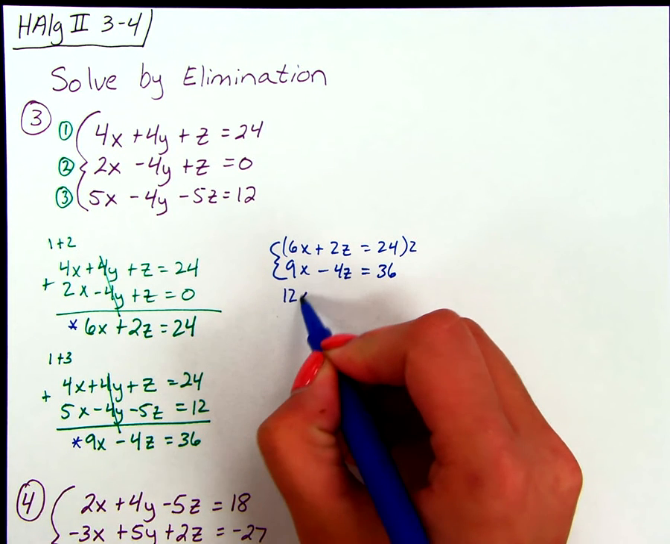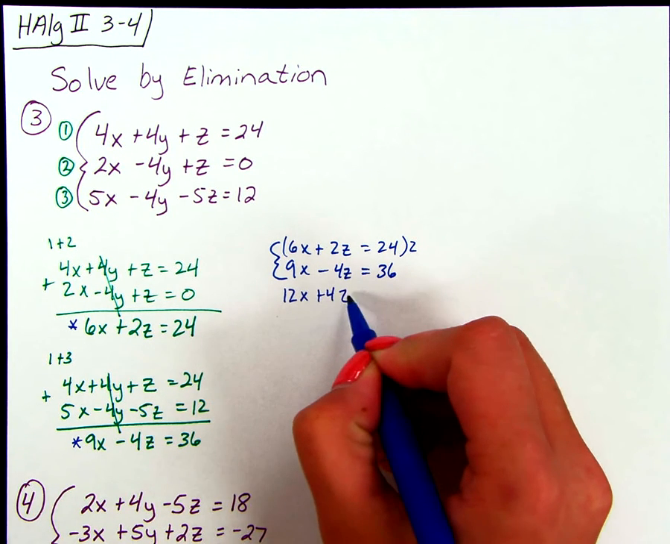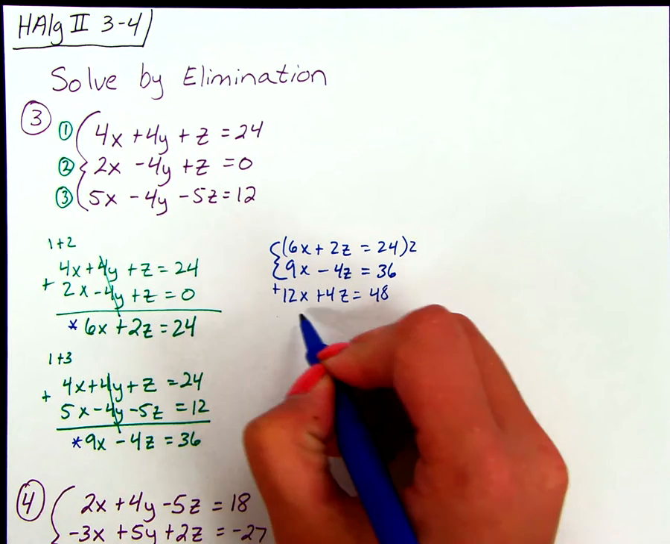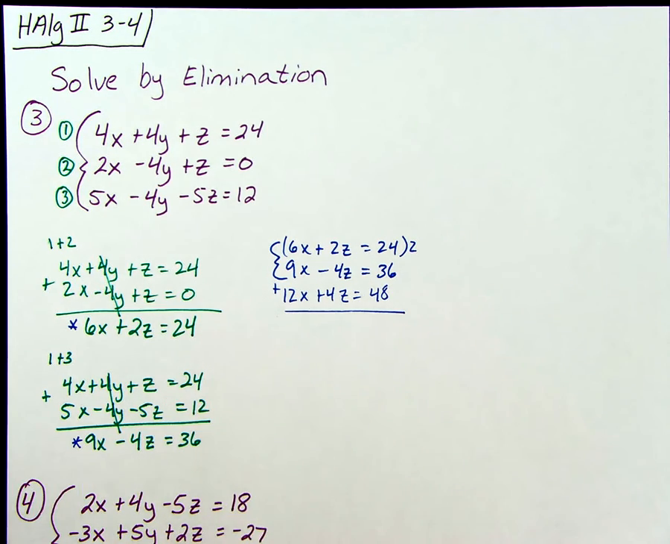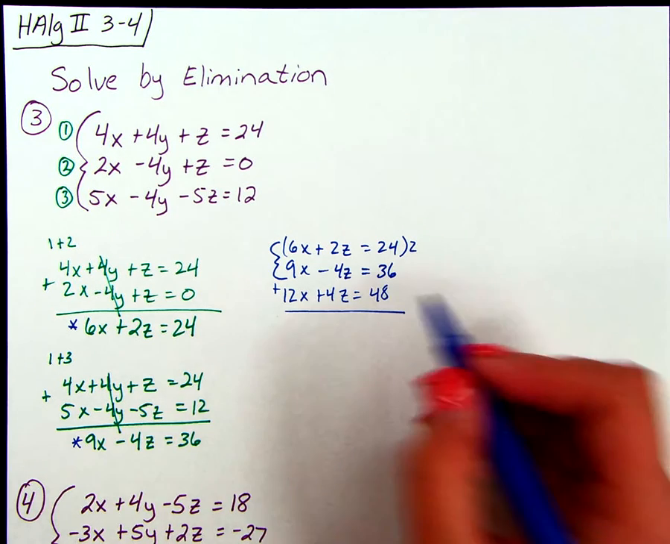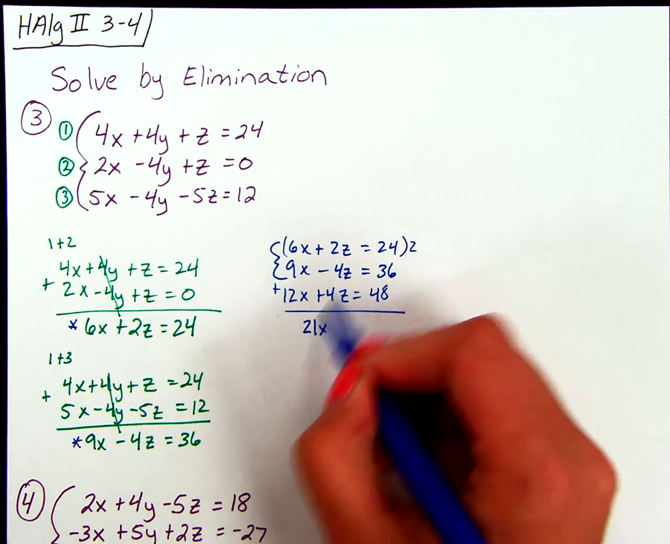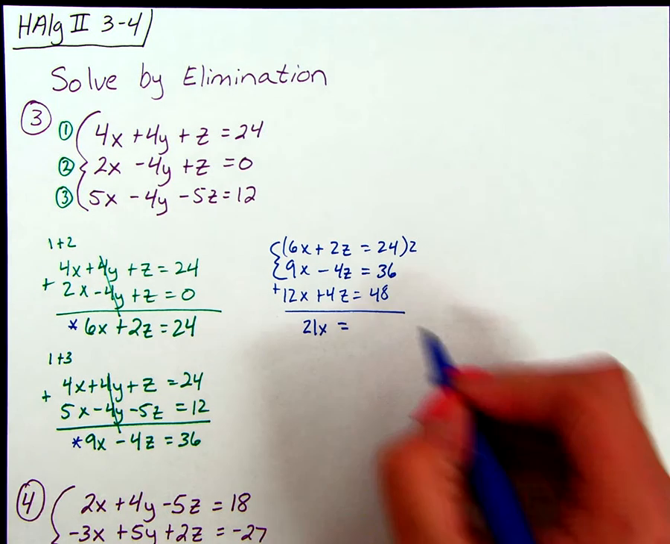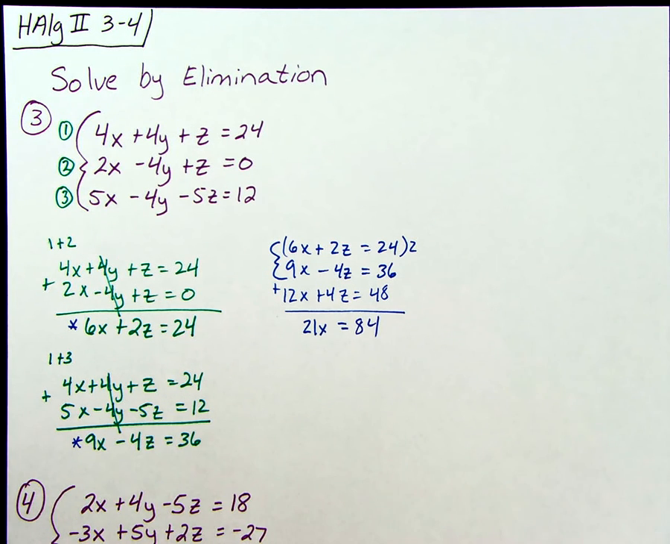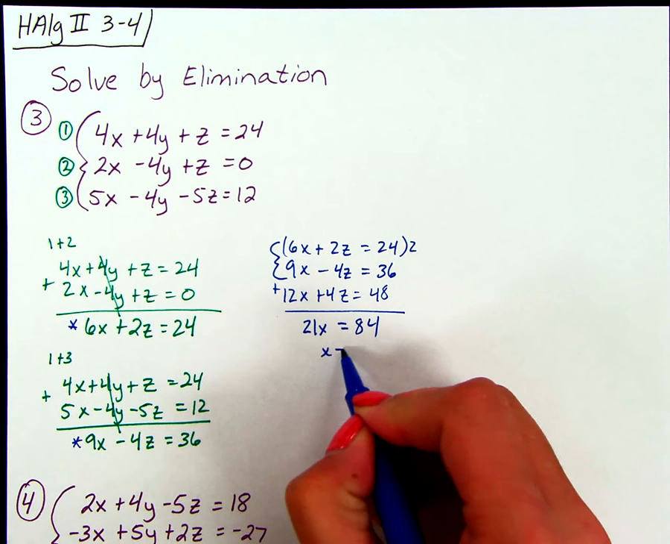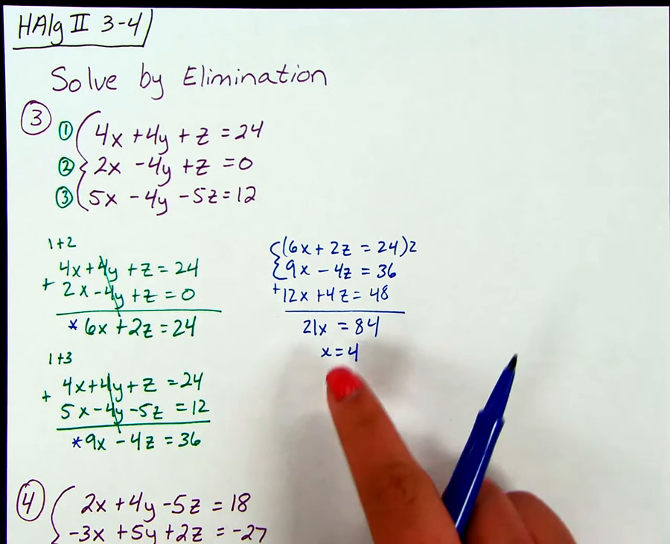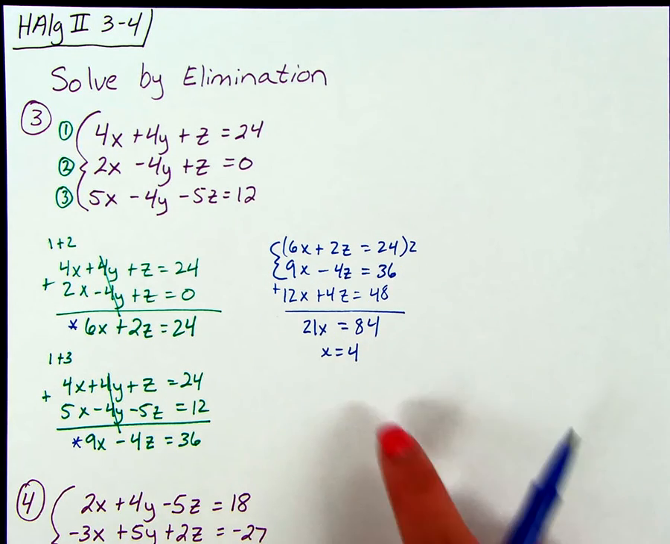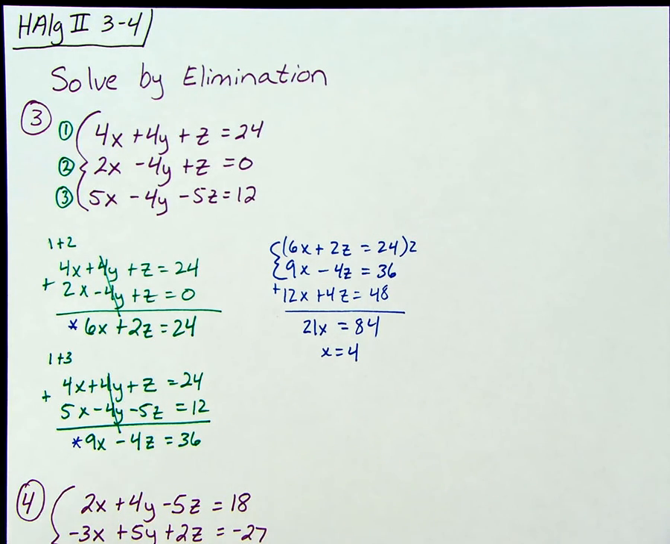So that will be 12x plus 4z equals 48. And again, we're going to add those together. So if I take 9 plus 12, that will be 21x. My z's cancel. And then 36 plus 48 is going to be 84. And then we want to divide that. So x will be 4. So once we find our first variable, we go back to this system where there's only two variables, and we're going to plug this in to find our second variable.